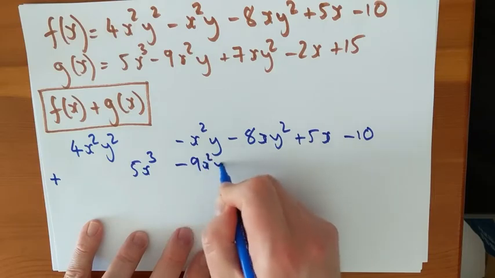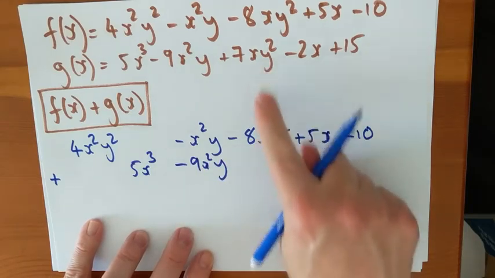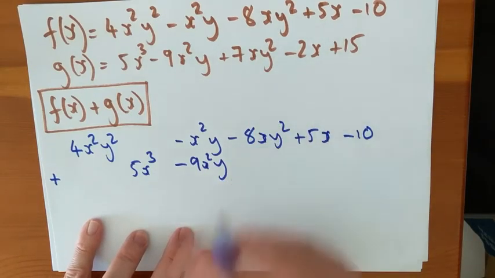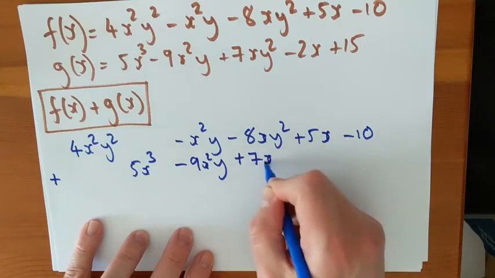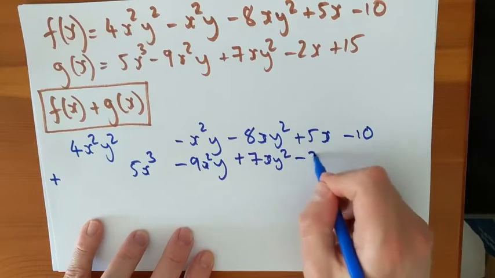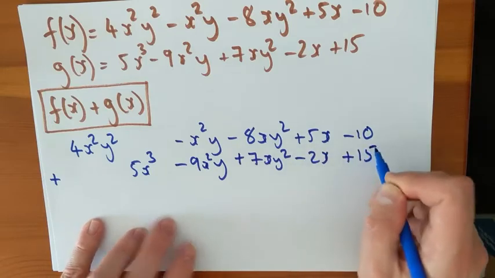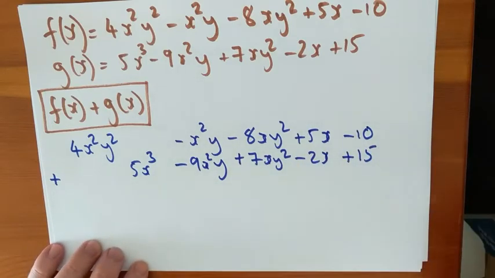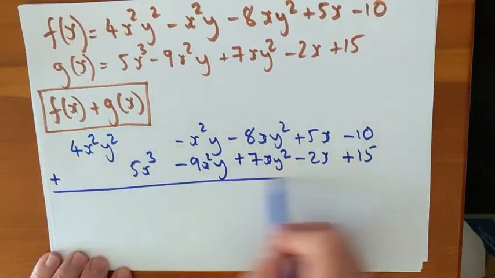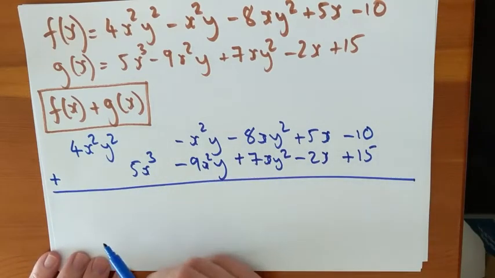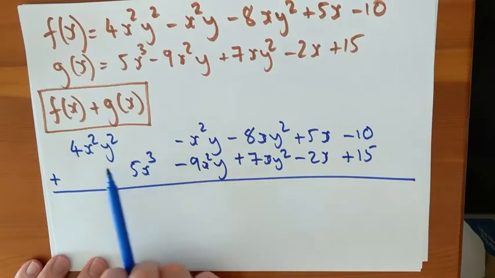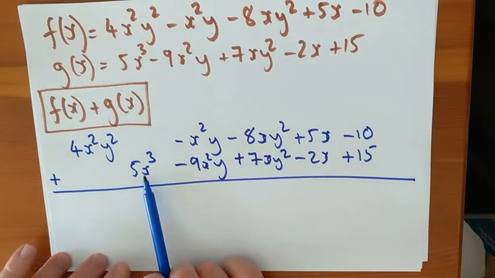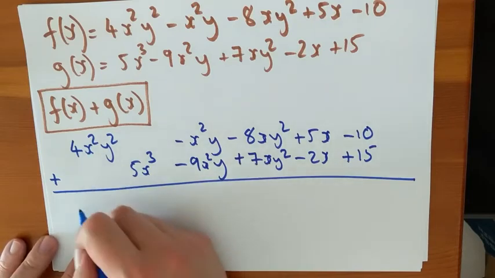Minus x squared y can go here. That one lines up with that one. That's exactly matching. It has to be exactly the same letters with the same powers. So that's plus 7xy squared. The minus 2x can go here, and the plus 15 can go here. And then I go through and I add together all the like terms, just like if you were adding two numbers together and you're adding different columns. This is classified as a different column from this one. They are not the same sort of powers. So that plus nothing is just the same.